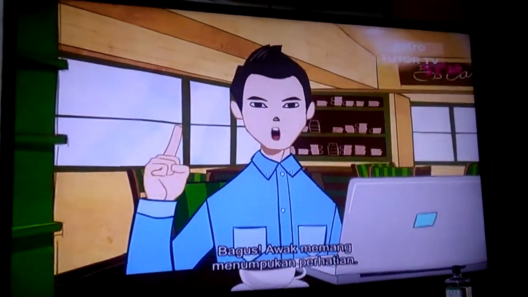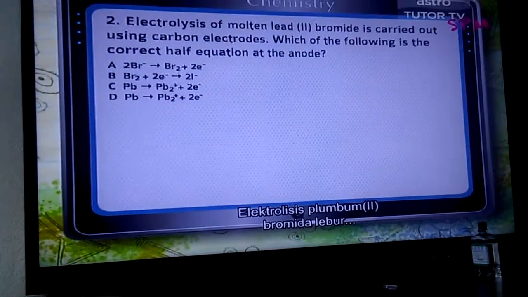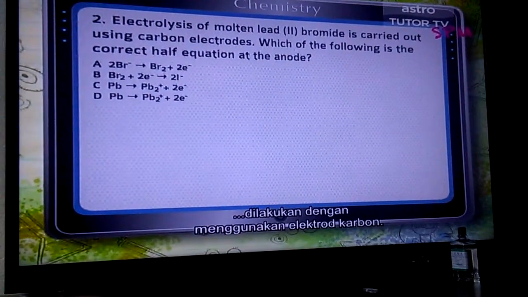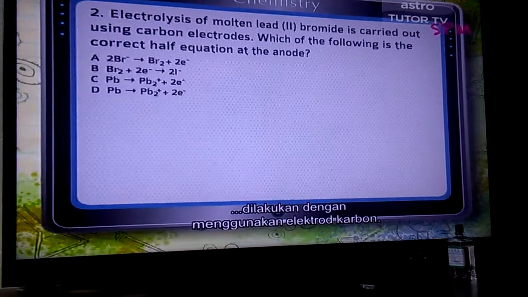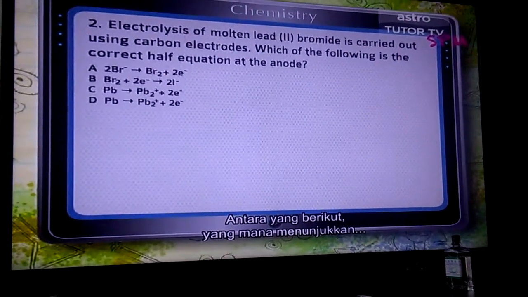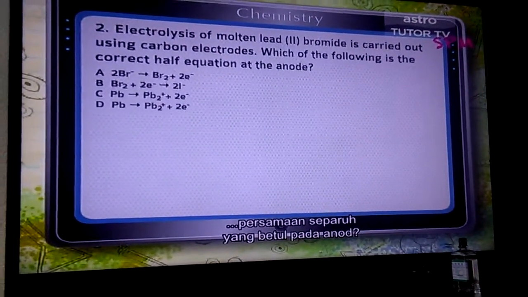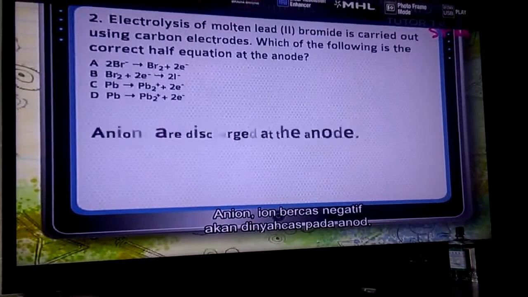Good one! You're actually... 2. Electrolysis of molten lead(II) bromide is carried out using carbon electrodes. Which of the following is the correct half equation at the anode?